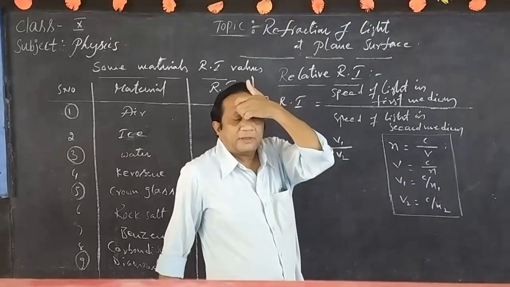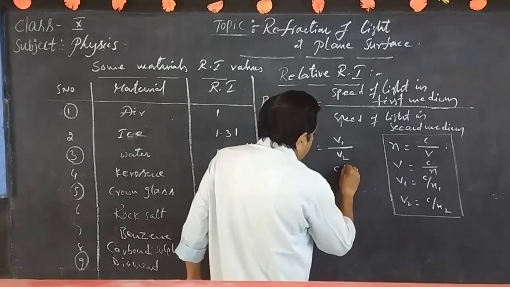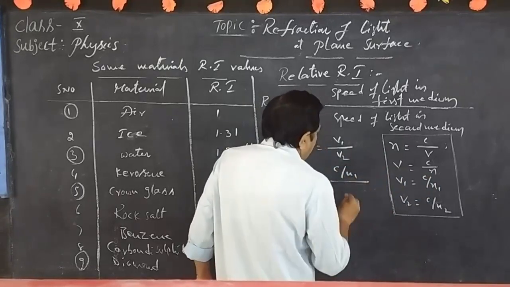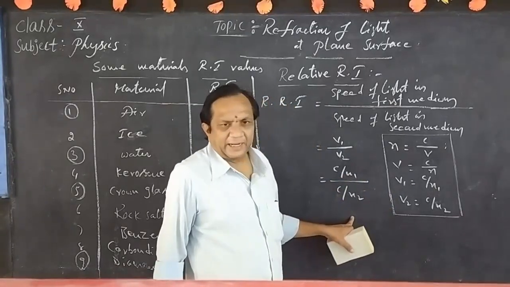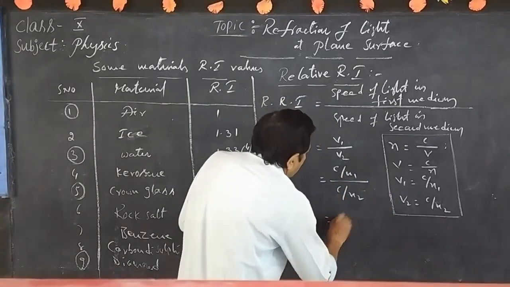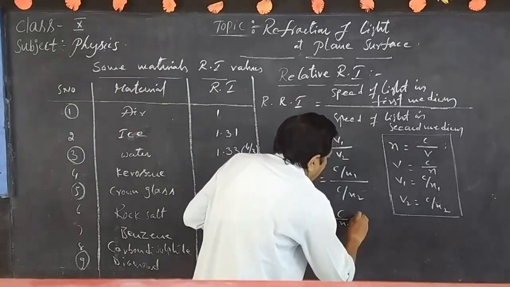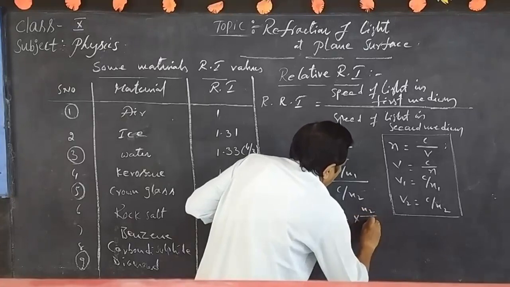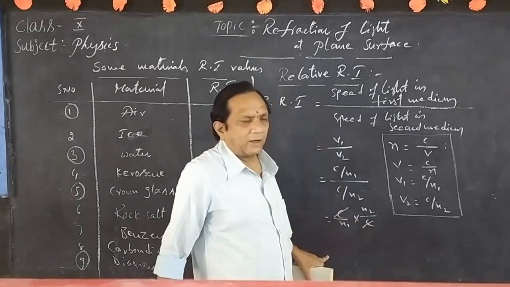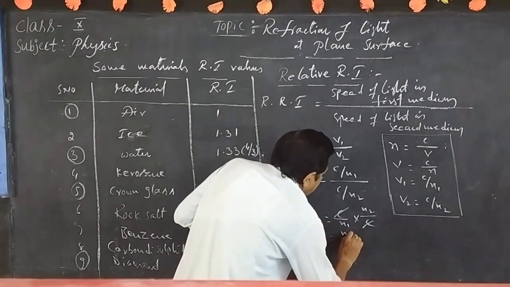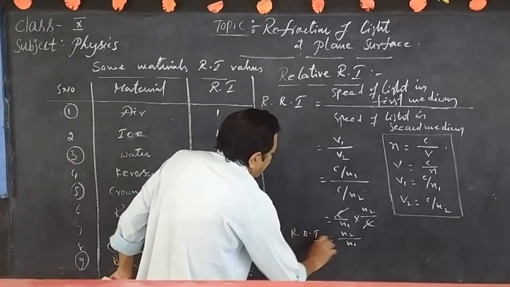Now substitute for V1 by V2. So V1 means C by N1, where C is constant, divided by C by N2. Okay. Now here two fractions will be there, so we write C by N1, the first fraction, multiplied by N2 by C. Here C gets cancelled. Now what remains? It becomes N2 by N1. This is the relative refractive index.